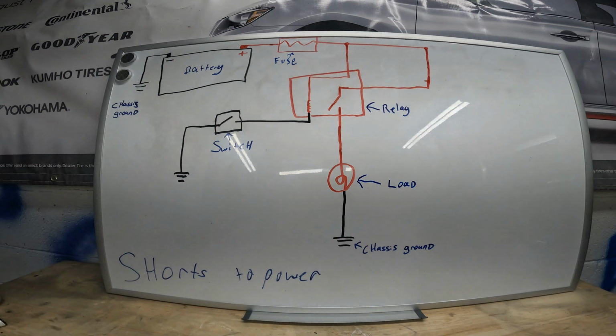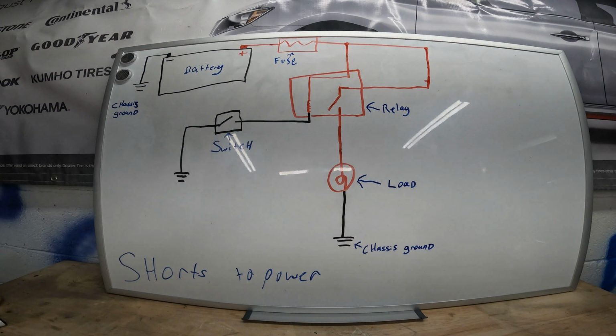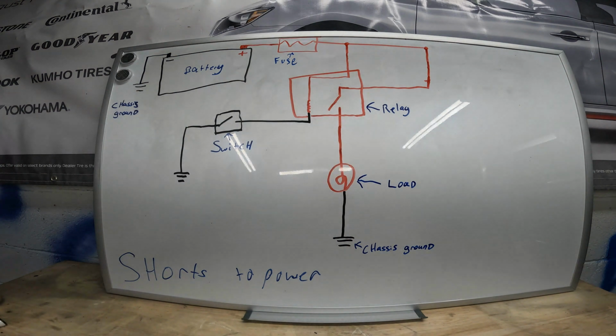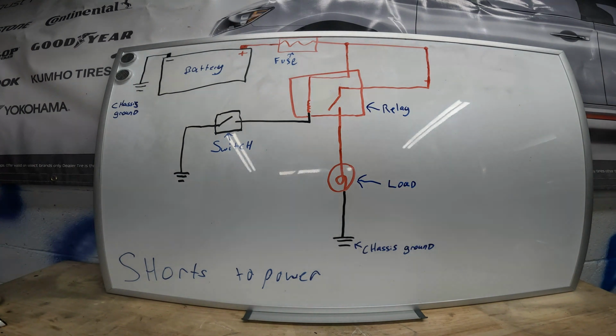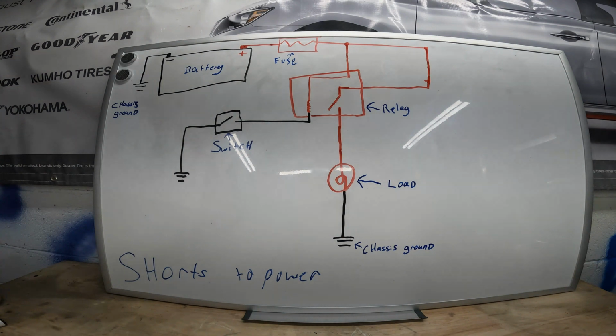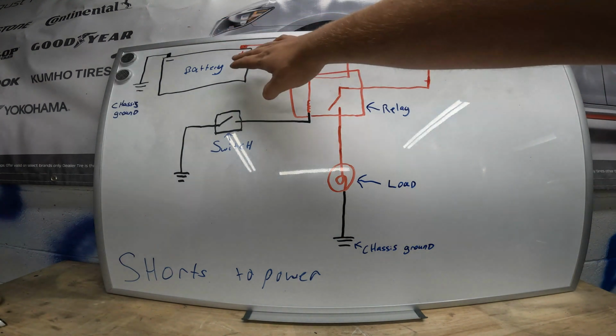We're going to talk about the effects of a short to power on different components in the circuit at different places in the circuit. So we're going to start here. I labeled all the major components in a basic circuit with how they tend to be wired in cars currently. Start with, obviously, you have the battery.